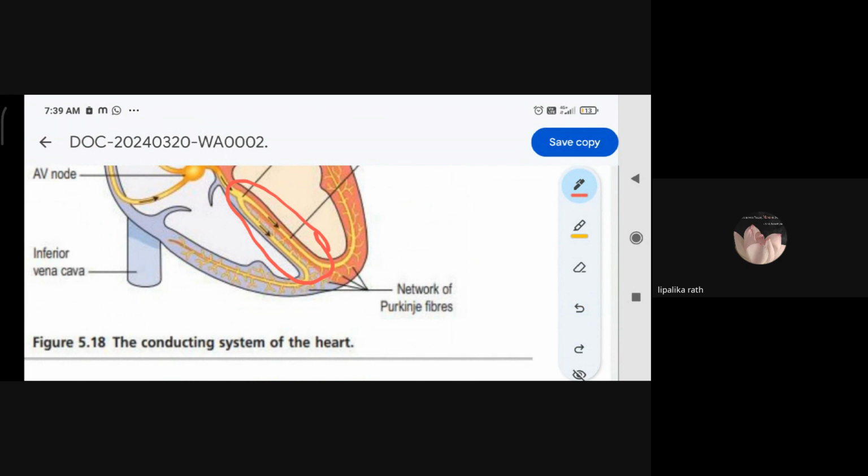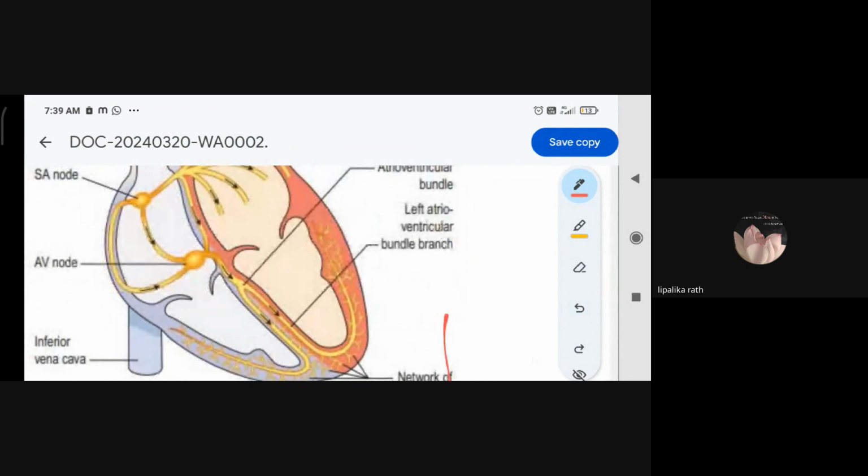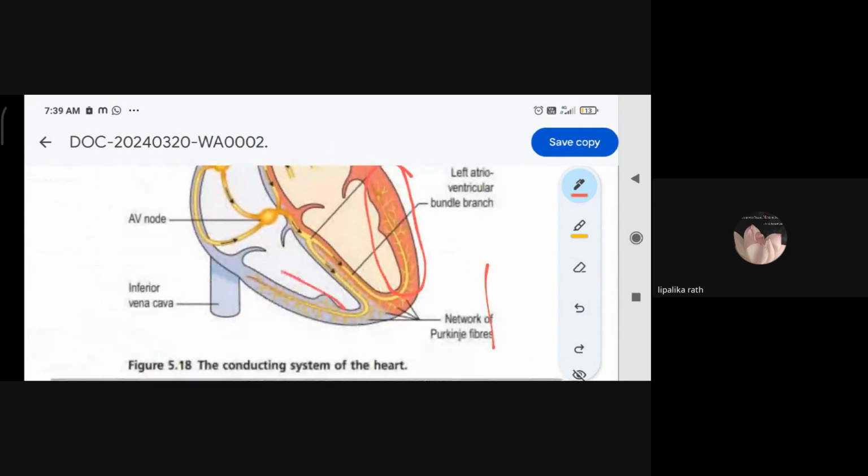So next, when AV node is also not capable of generating impulses, at that time bundle of His or AV bundle produces impulses. Okay, and then next is Purkinje fibers. So Purkinje fibers are this. You can see, these are Purkinje fibers.